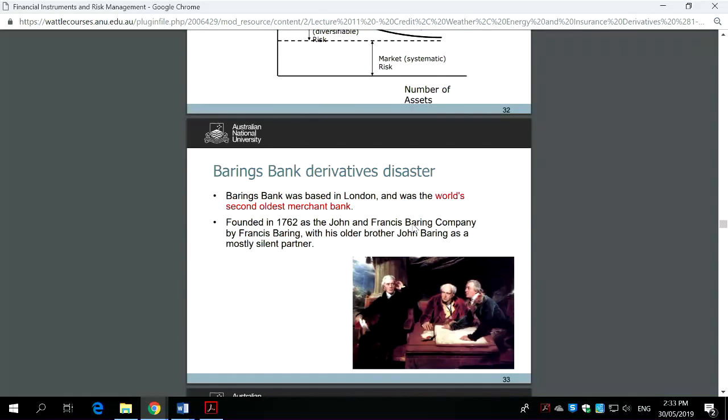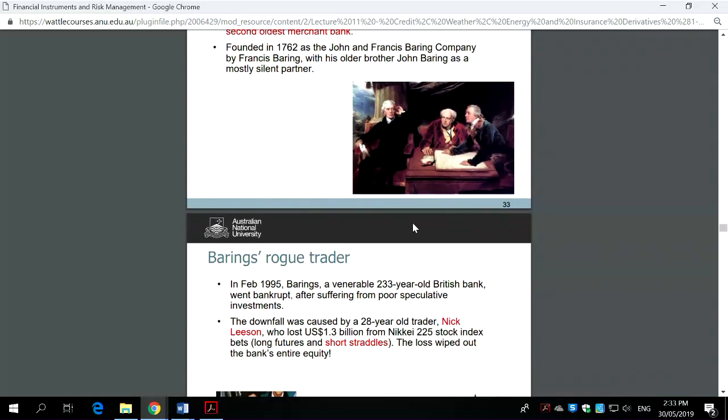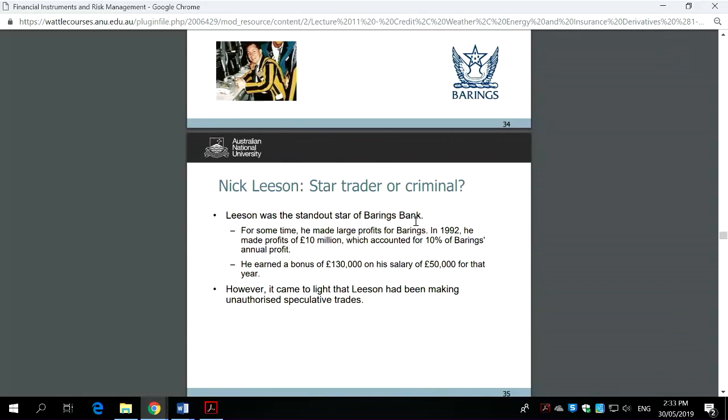What else will we talk about in week 12? Remember, we talked about this rogue trader, Nick Leeson. So remember, what Nick Leeson did was writing this short straddle strategy on Nikkei 225, right? Who can tell me how does the short straddle work?